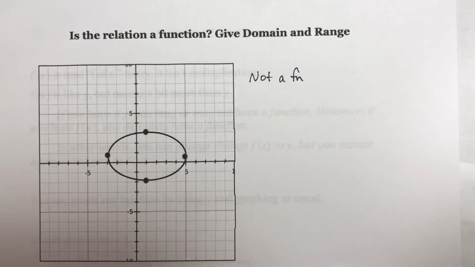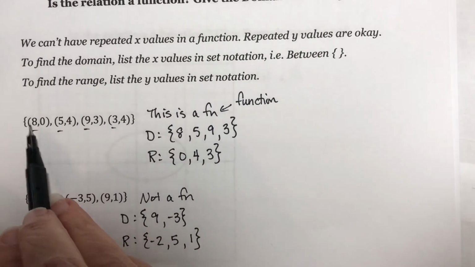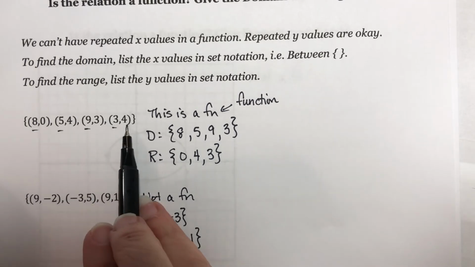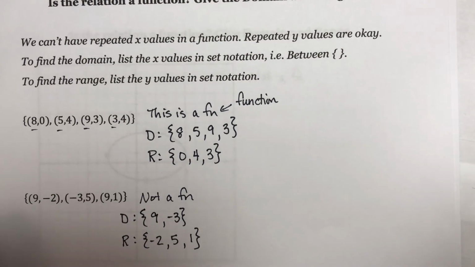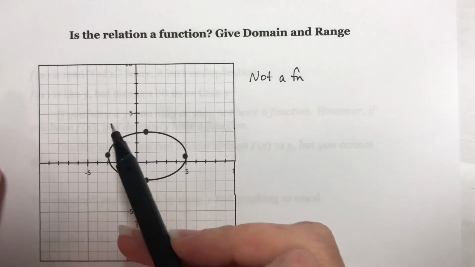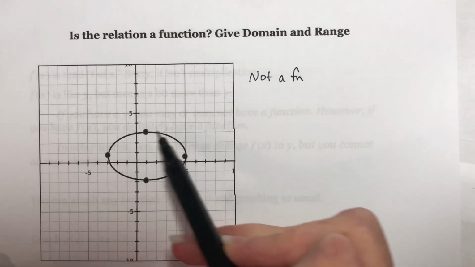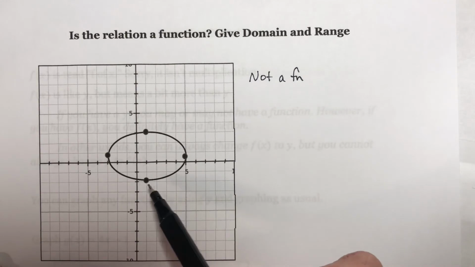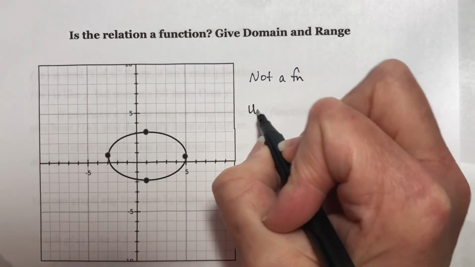Okay, now for the domain and range. Over here, we had finite number of points. We only had 4, so we could list them. Here we only had 3 points, so we could list them. When you have a graph, every single point in here is listed. We cannot list infinite points, so we have to use interval notation, okay?